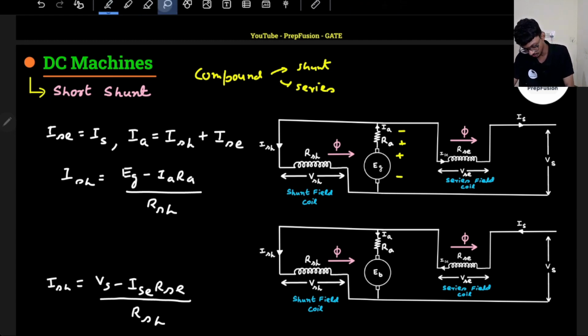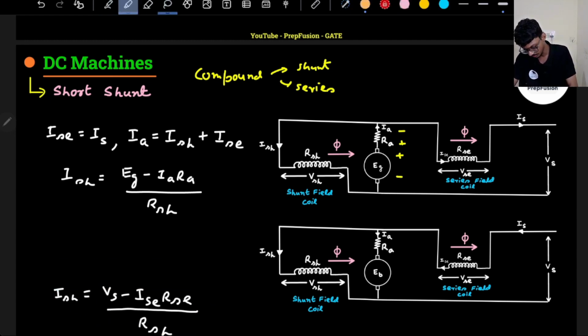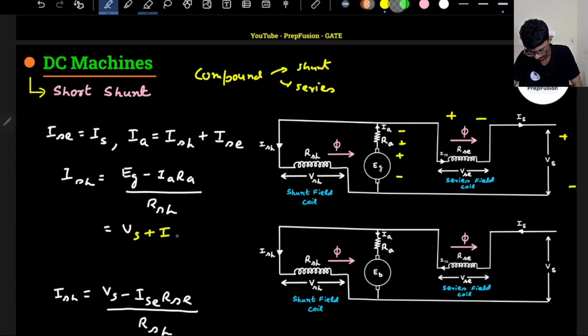Or otherwise you can write this in another way. How can you write this? So what is the drop here? For a generator, the drop will be like this, plus minus, correct? And this is also plus minus Vs. So it will be Vs plus the drop across the series resistance, so IS into RSE divided by the shunt resistance. Both are saying the same thing only.